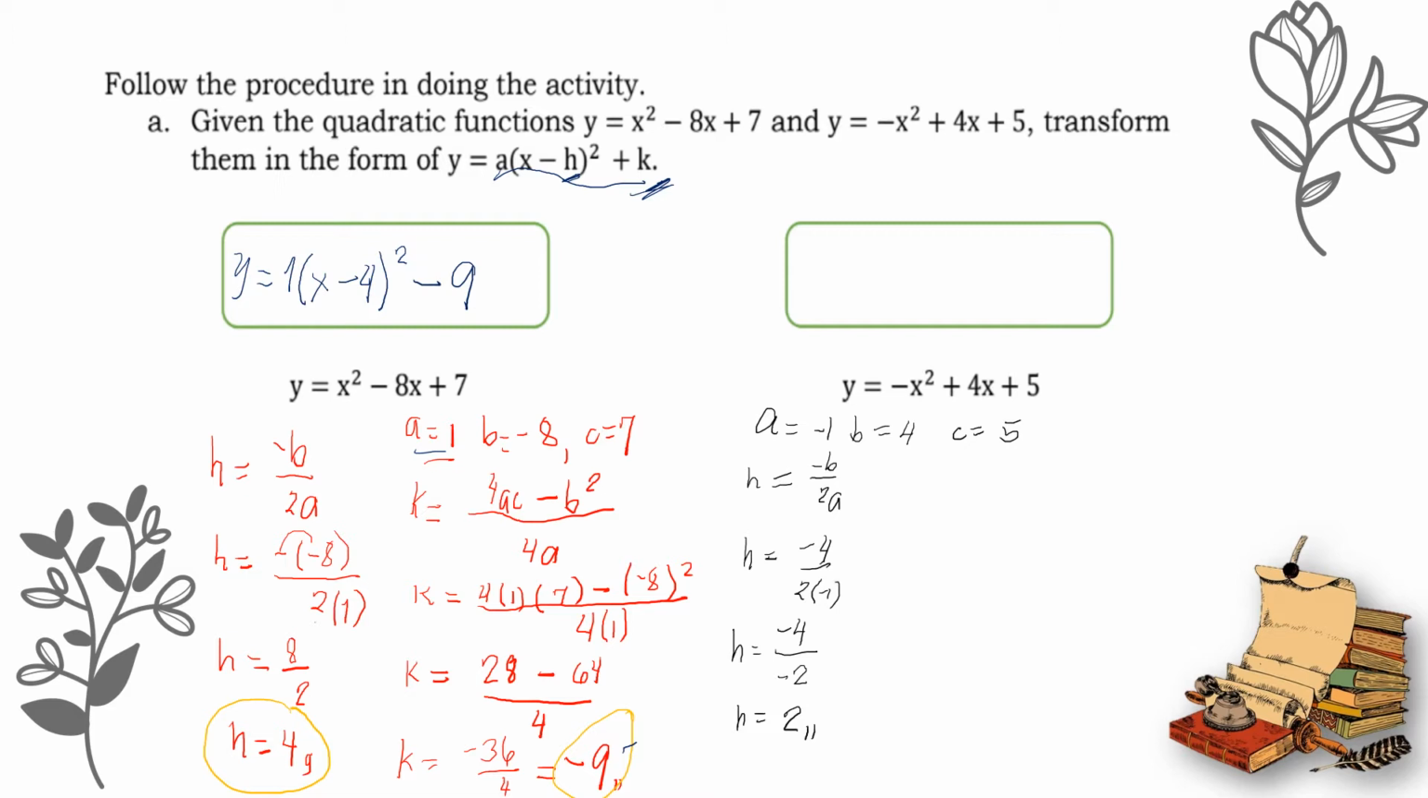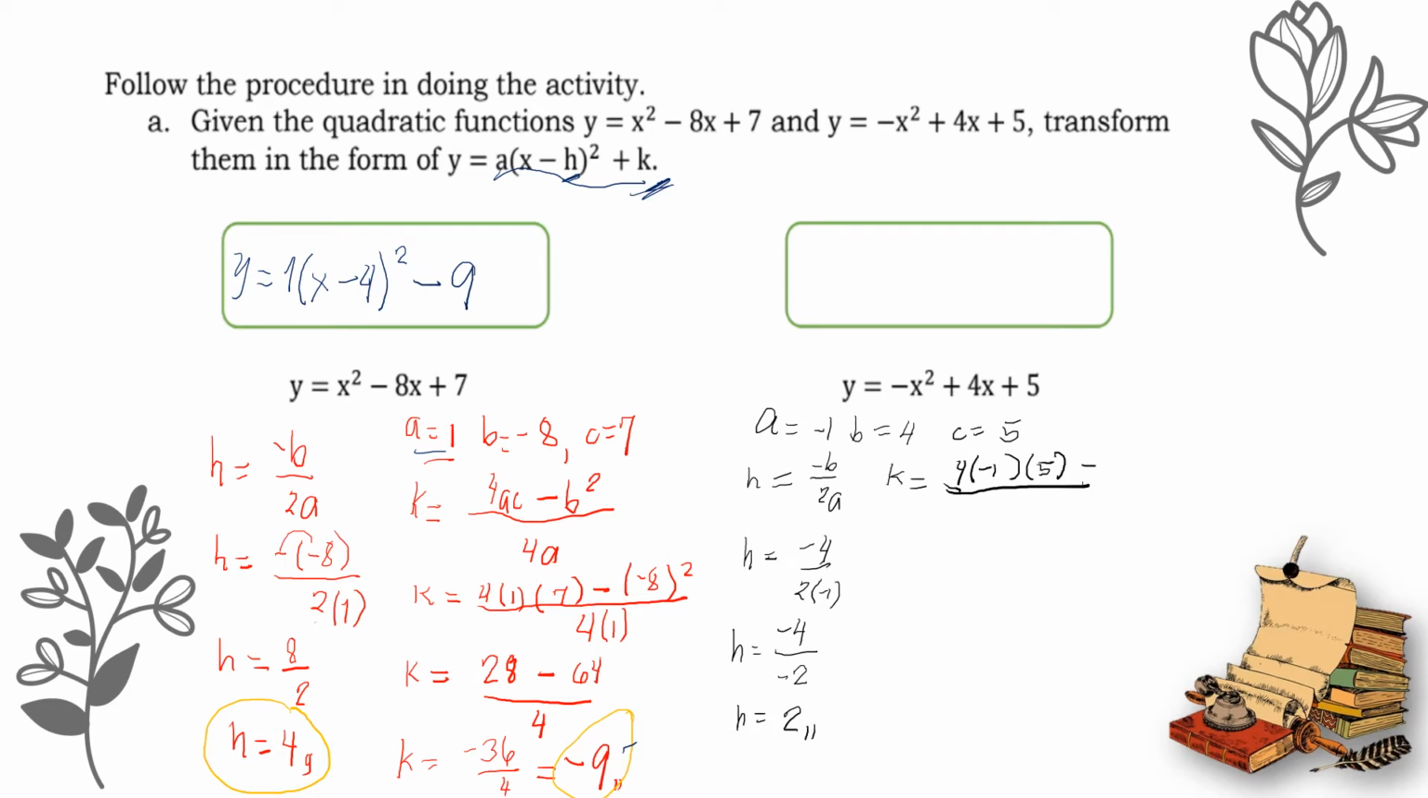Kunin naman natin ang ating K value. Ang K value natin, same lang ang formula, which is 4AC. So, 4AC. Palitan po natin 4 times ang A natin ay negative 1. Ang C natin ay 5.